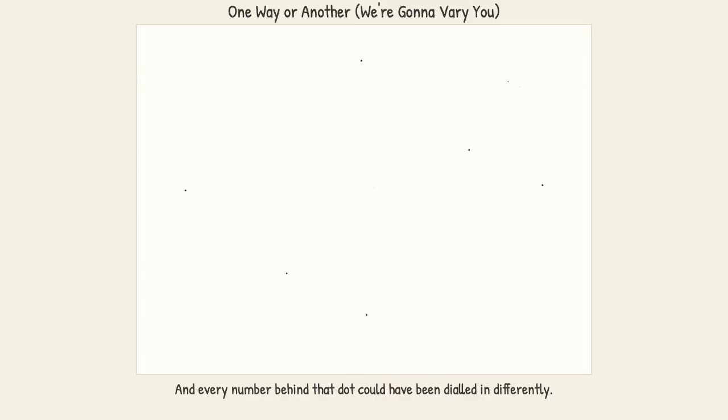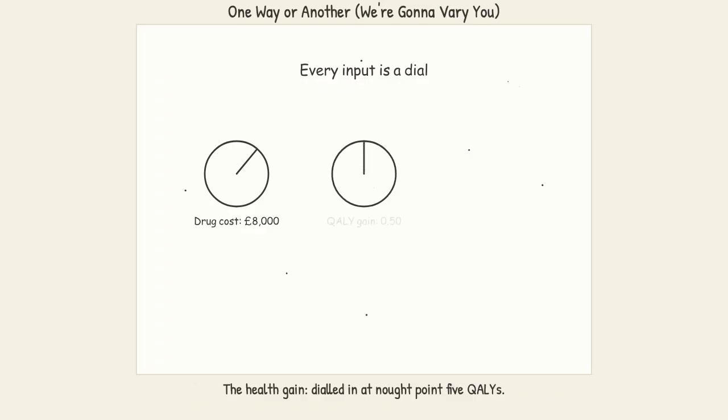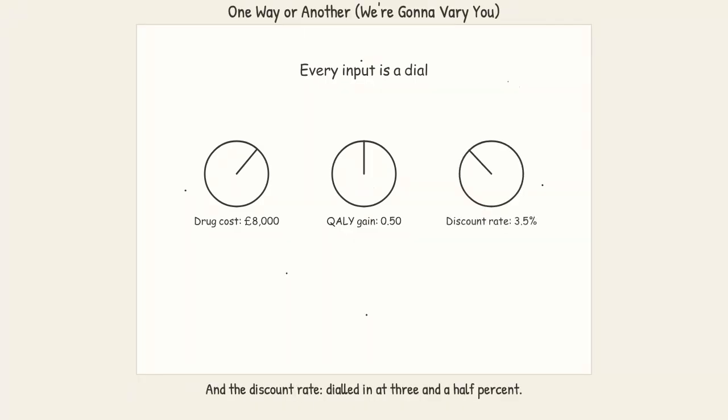And every number behind that dot could have been dialed in differently. Think of each model input as a dial we set to our best estimate. The price of the drug, dialed in at £8,000 a course. The health gain, dialed in at 0.5 QALYs. And the discount rate, dialed in at 3.5%. One-way sensitivity analysis turns exactly one of these dials and holds every other one perfectly still.